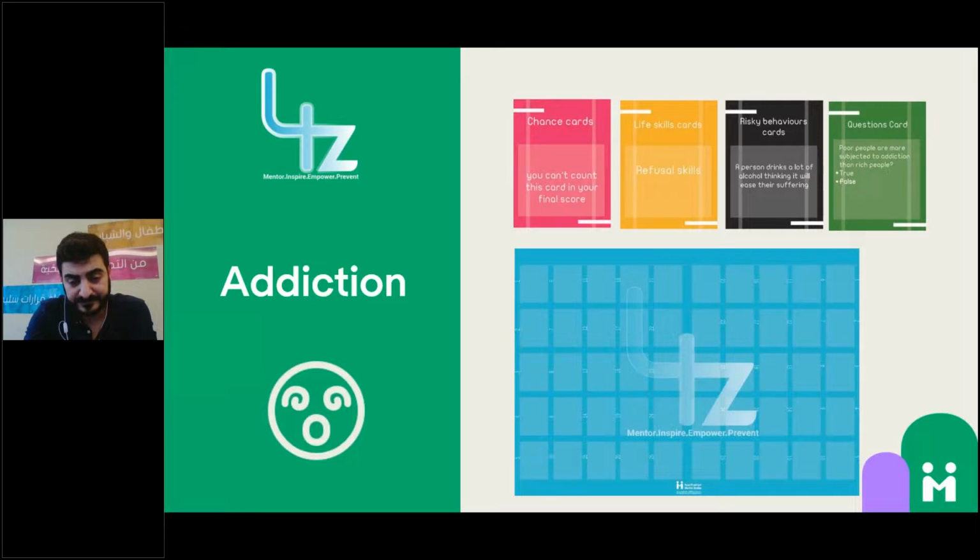And each group, if you see the part of the 4 and the part of the Z will be for a group, and the mentor and inspire part will be for group A, and the empower and prevent part will be for group B, and they will compete.